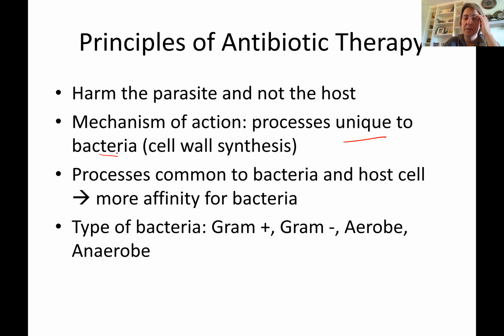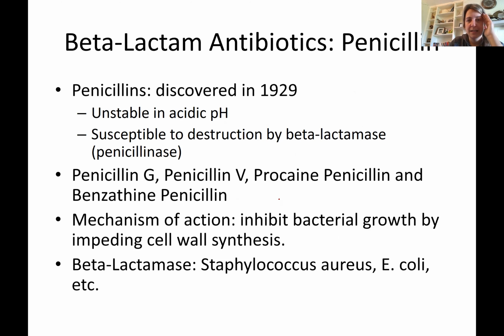There are going to be antibiotics that are toxic to the individual, such as ototoxic, which kills the hearing, or nephrotoxic, which kills the kidneys, etc. For processes that are common to bacteria and host cells, we try to develop antibiotics that have more affinity for bacteria. That's when I talked about the ribosome. Hopefully we'll attack more the bacterial ribosomes as opposed to ours. And then you need to figure out what type of bacteria we are talking about, and that's how the antibiotic is going to be chosen.